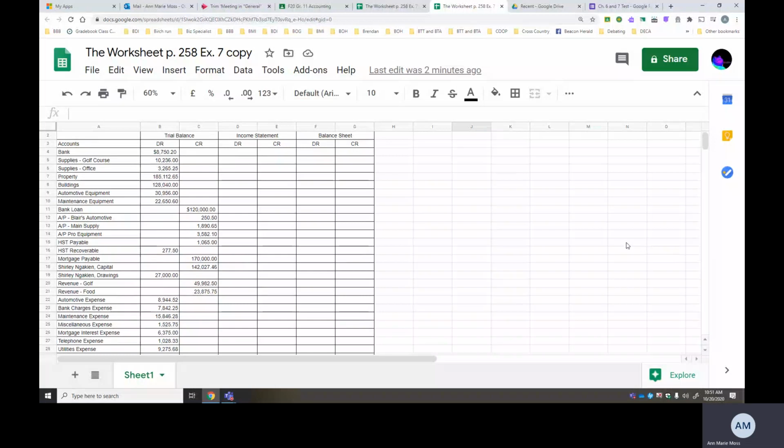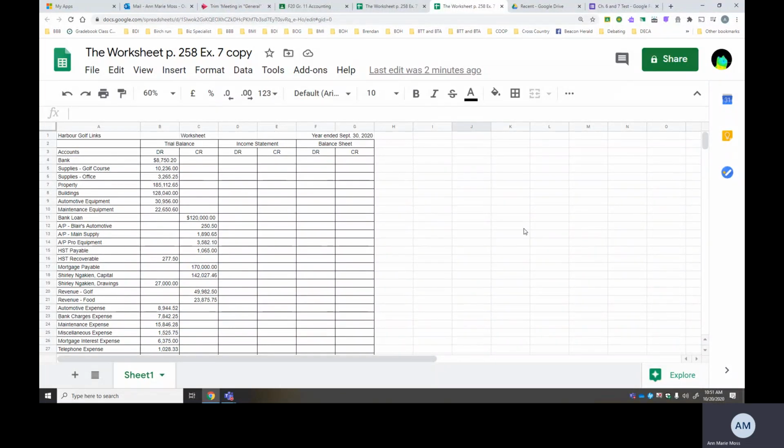So today we're going to prepare a worksheet. And to do that, it's fairly straightforward. We're going to use exercise 7 on page 258, the trial balance that's listed there. The worksheet is an informal business paper used to organize and plan the information for the financial statements. It's informal because none of the data it contains will be directly posted to accounts. That function still belongs to the journal.